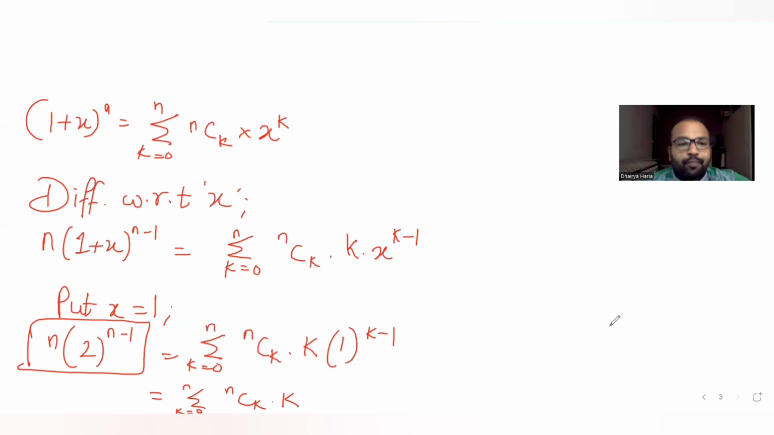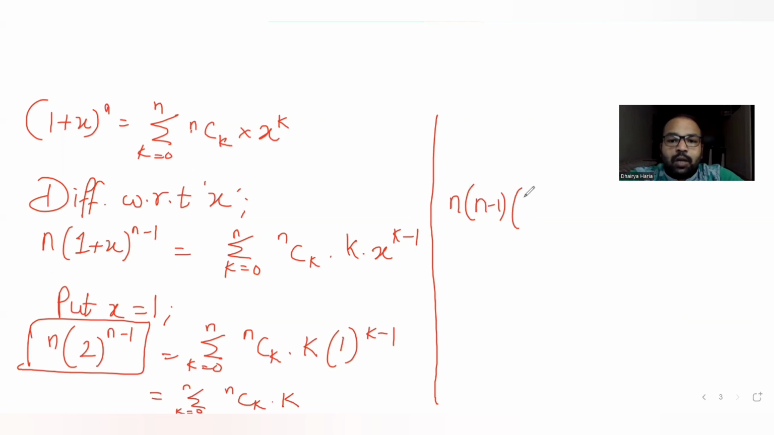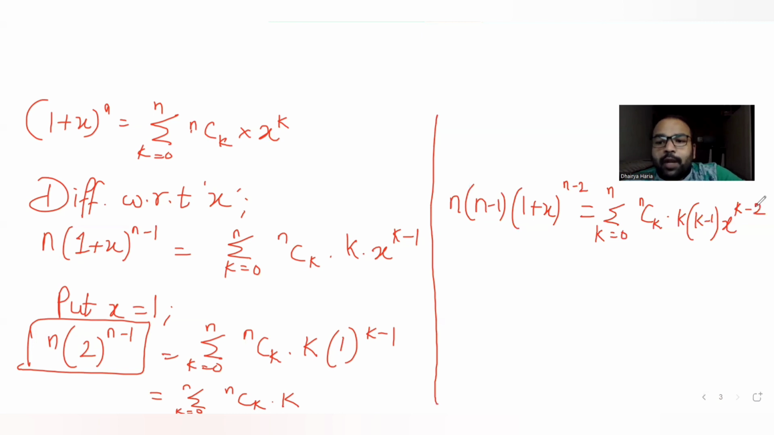Now I will differentiate this expression again with respect to x. If I differentiate it with respect to x, it becomes n into n minus 1 into (1 plus x) raised to n minus 2, that is equal to summation of k equals 0 to n, nCk into k into k minus 1, x raised to k minus 2.